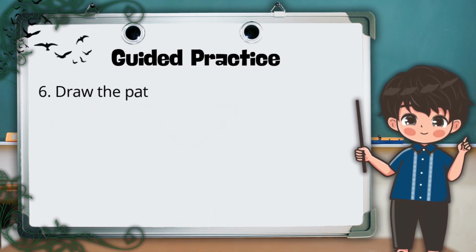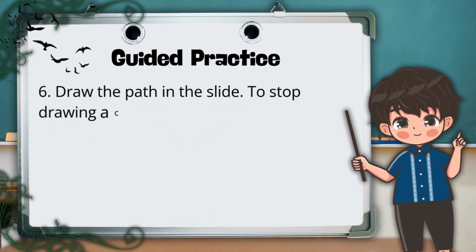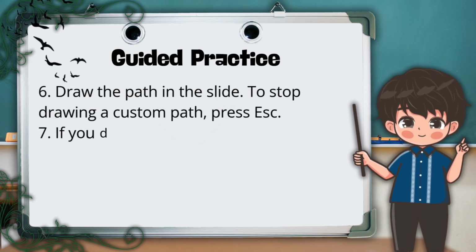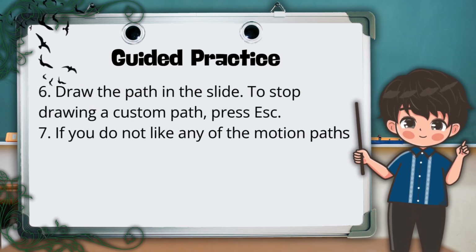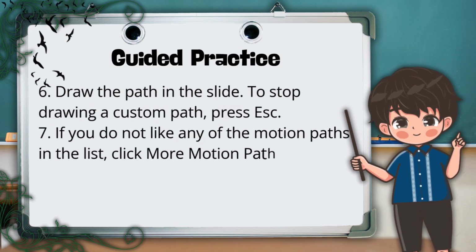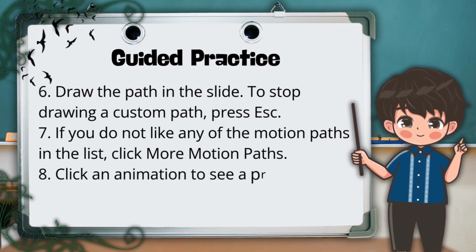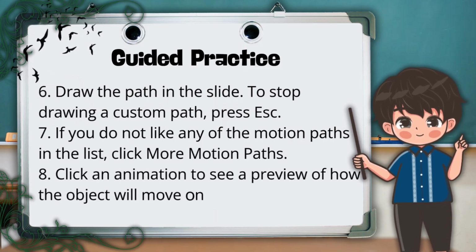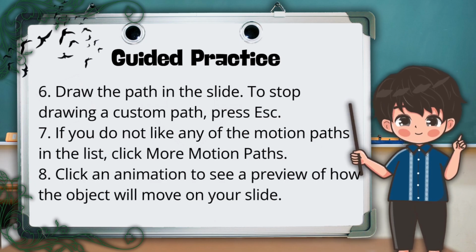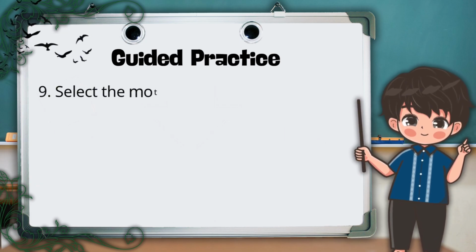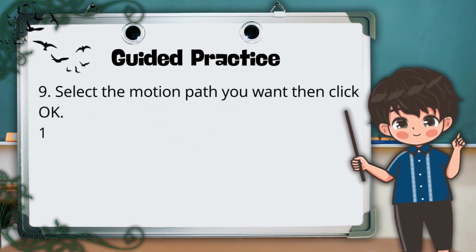6. Draw the path in the slide. To stop drawing a custom path, press Escape. 7. If you do not like any of the motion paths in the list, click More Motion Paths. 8. Click an animation to see a preview of how the object will move on your slide. 9. Select the motion path you want, then click OK.